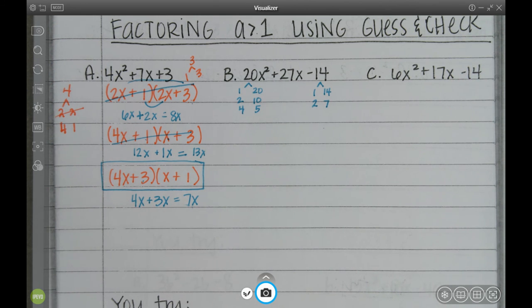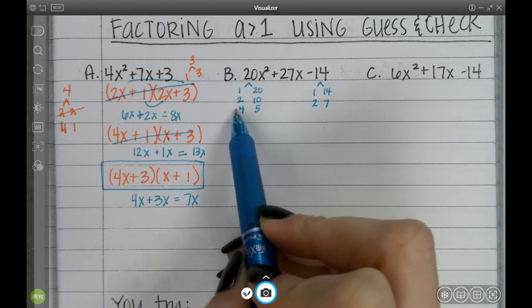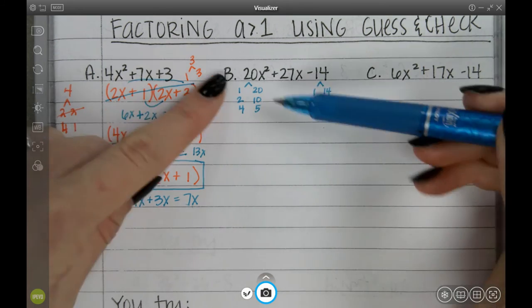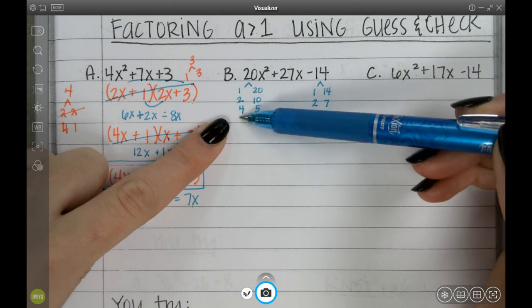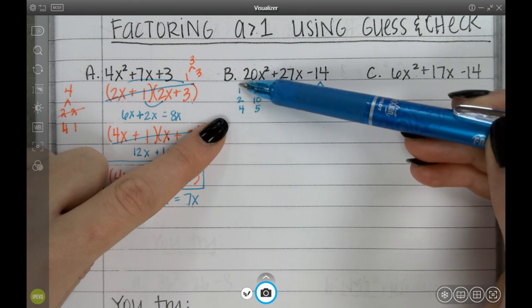Most of the time, I don't know if "most of the time" is the correct phrase to use here. A lot of the time, it's going to be these factors that are closer to each other. So I always make this list, and I always go down the left-hand side, like 1 and whatever, 2 and whatever, 3 doesn't work, so 4. I always make this list.